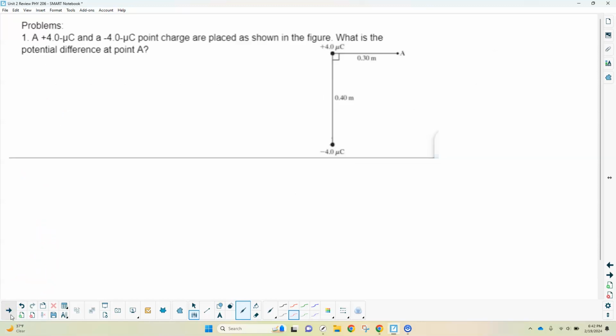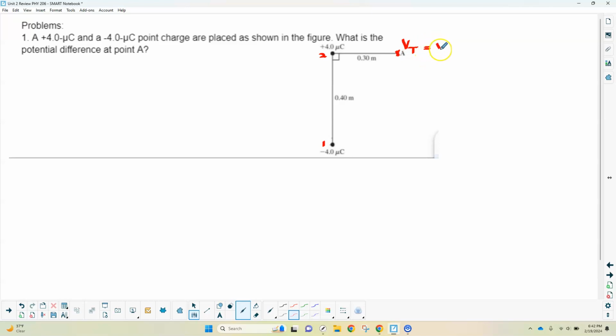All right, so the first problem says a 4 microcoulomb charge and a negative 4 microcoulomb charge are shown at these two positions. I just called this negative one charge 1, and I called this one here charge 2. What we're trying to find is the potential difference at point A. Point A is where we're measuring the voltage, so the total voltage at that point is created by both of those charges.